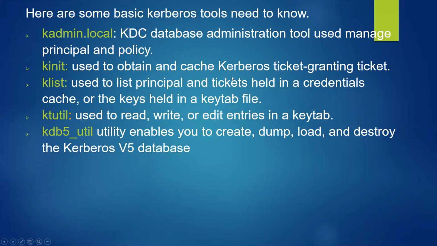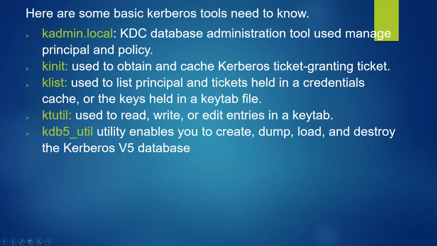kinit is used to obtain and cache the Kerberos ticket granting ticket. Remember, we said that when a user needs to get access, the user sends an AS request to obtain the TGT. In order to obtain your TGT, you need to issue this command, kinit. We're going to see how a user obtains and caches the TGT. Let's say John obtained the TGT and cached it. Mary cannot use that TGT that was cached by John. So you will need to clear the cache before you can obtain your own, because during the process of obtaining it, you need to validate yourself.